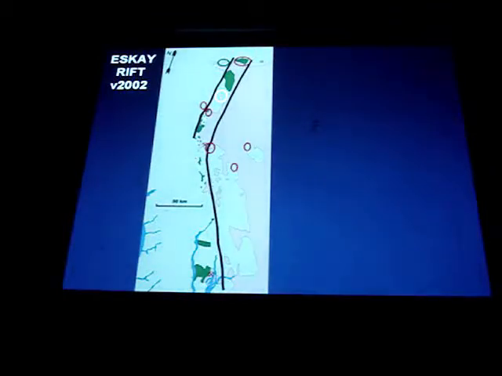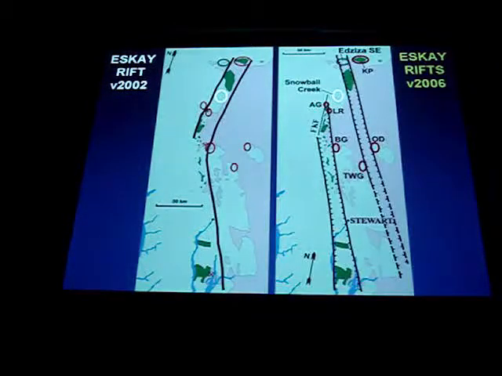So there's that diagram, the interpretation of the Eskay rift as of 2002, and here's the new interpretation. There are two parallel rift structures. Although this looks dramatically different, you appreciate right away that, first of all, the southern two-thirds of this structure here is exactly the same as this structure here.